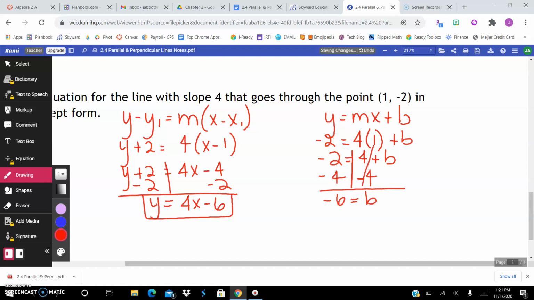And then rewrite our b and our m in the equation. So we would have 4x and then -6 was our b. So that works as well. Whichever one is easier for you, makes more sense to you, you can use the point-slope form, or you could go straight to the mx plus b slope-intercept form, plug in what you know, solve for the b, and then rewrite your equation.